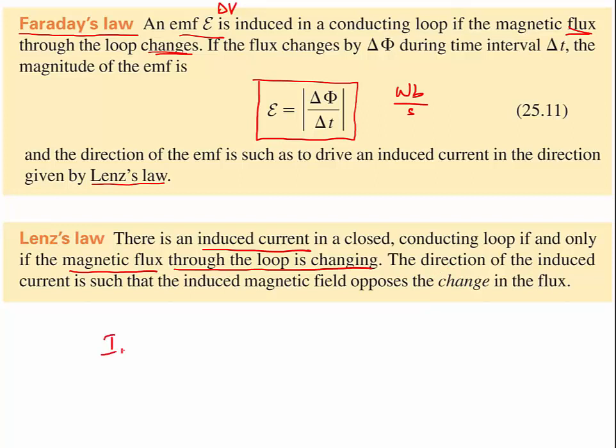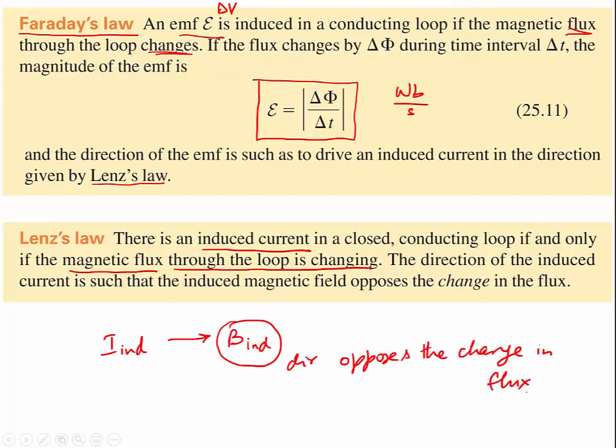So what this is saying is that there is an induced current, and the induced current has a magnetic field. You know that every current has a magnetic field. The induced current is not an exception to that rule. So the induced current will also have a magnetic field, and let's call that B induced. And what Lenz's law is saying is that the direction of this B induced will oppose the change in flux. I'm sure it's still not very clear. So let's break this down into steps.